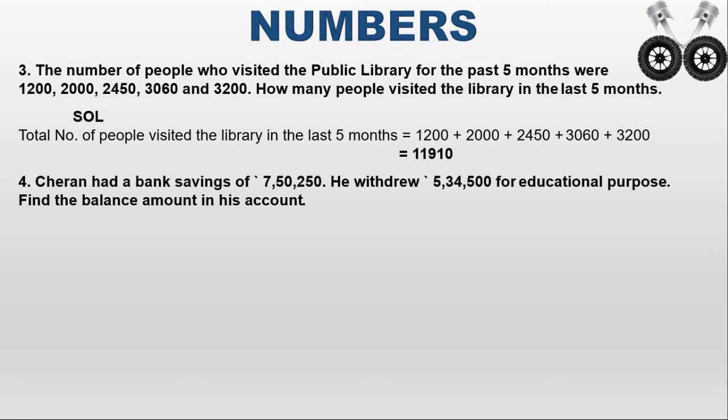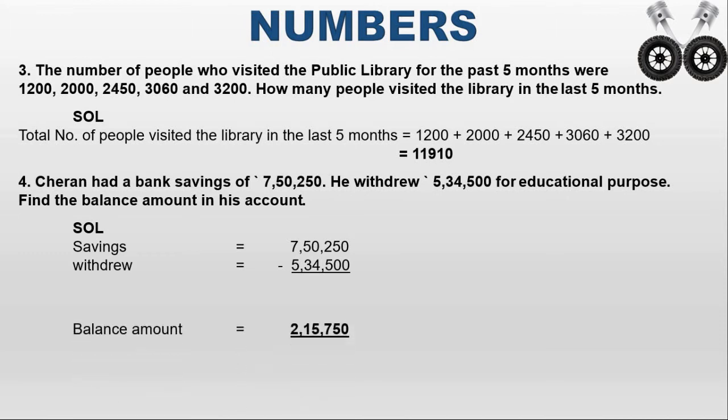So the solution is savings. In the savings account, how much amount does Charan have? He has 7,50,250. And how much amount did he withdraw? He withdrew 5,34,500. So whenever we subtract, 0 minus 0 is 0, 5 minus 0 is 5. So I can't subtract 5 from 2. So we have to borrow from here.